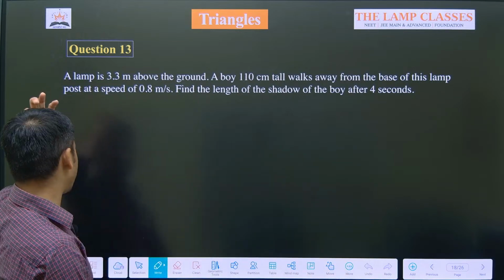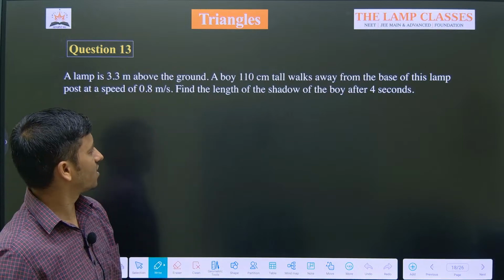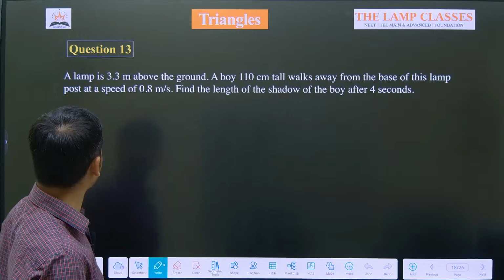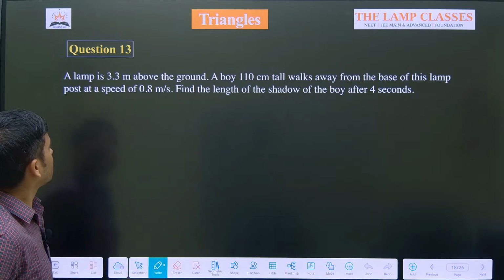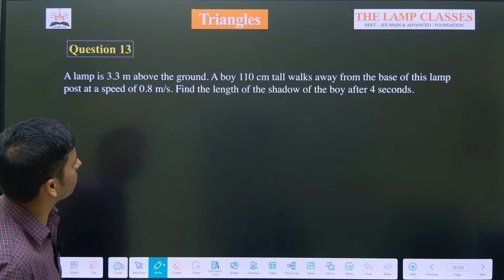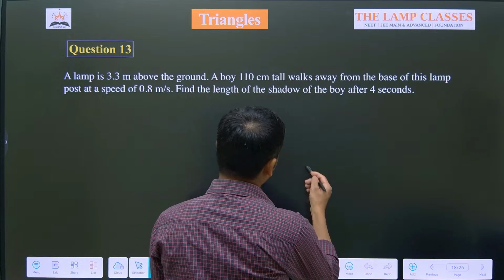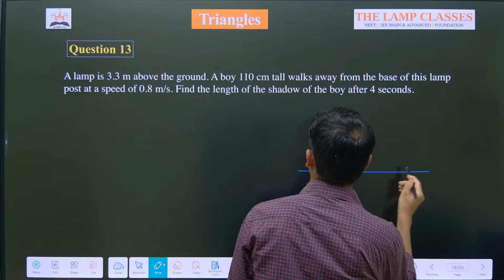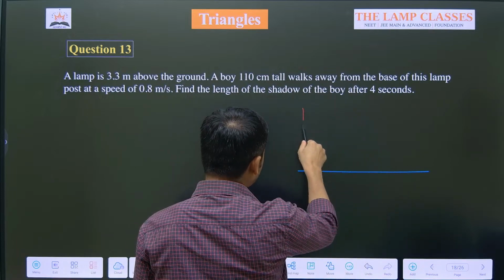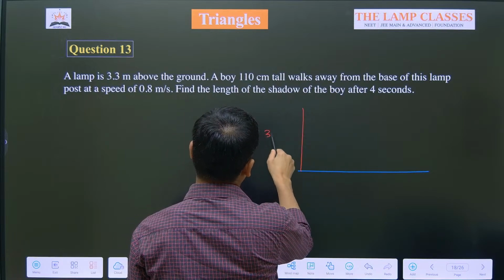A lamp is 3.3 meter above the ground. A boy 110 centimeter tall walks away from the base of this lamp, and the speed of the boy is 0.8 meter per second. Find the length of the shadow of the boy after 4 seconds. Right? So we can make the diagram. Lamp post, we can assume it is vertically standing on the ground. So this is the lamp post, and this is 3.3 meter.